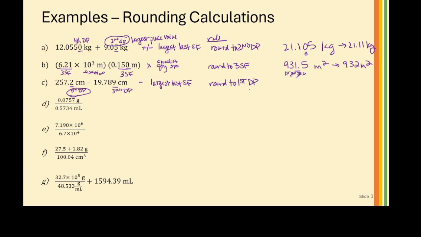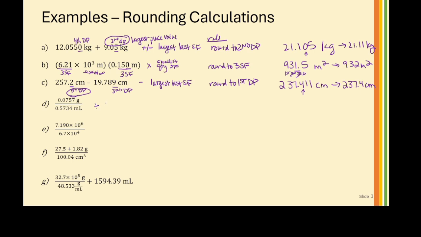And now I perform 257.2 minus 19.789. My answer is 237.411. Again, because they're both units of centimeters, I'm allowed to do this. I keep the same units. And now I want this rounded to the first decimal place. So this would be 237.4 centimeters. Here I have division.